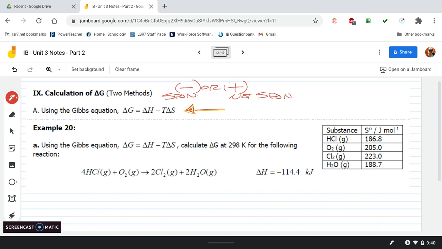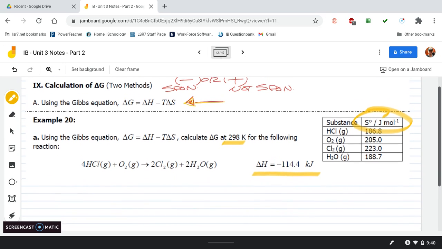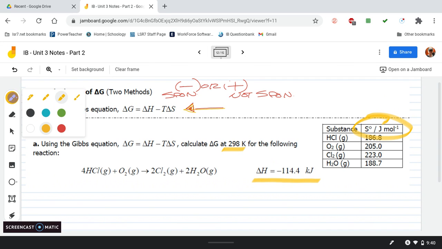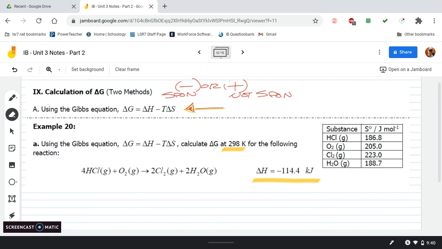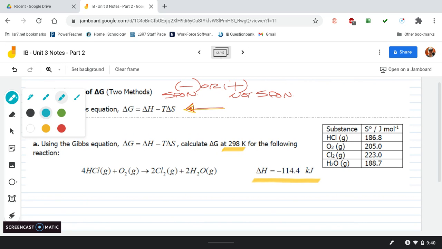So this formula requires certain things. You need a delta H, which they conveniently gave you, and you need a delta S, which they gave you data for, and you need temperature. So you have everything that you need. There's one small trick to this problem, and that's the units. So let's go ahead and run through this and show you how you do it. First thing you do is you're going to have to find delta S.